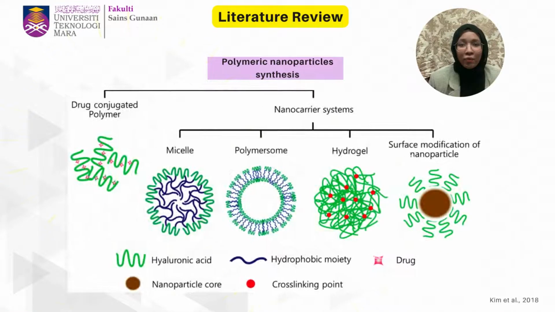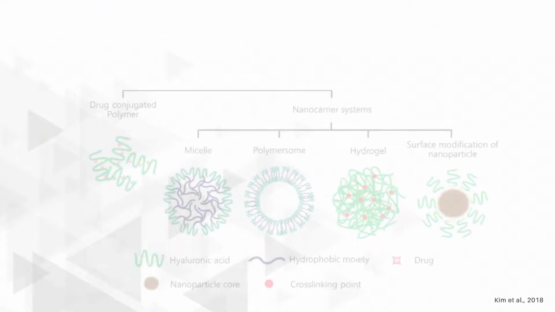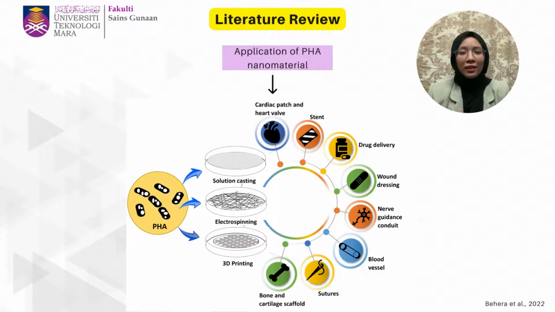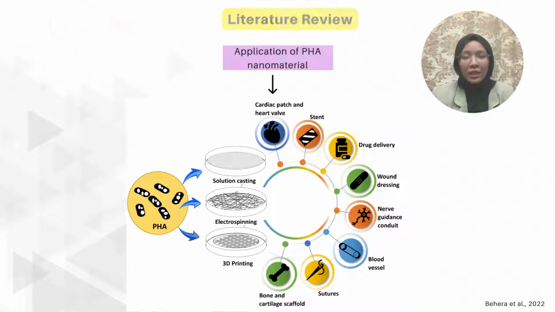This is the design of polymeric nanoparticle synthesis based on a journal by Kim in 2018. The techniques for synthesis of polymeric PHA include solution casting, electrospinning, and 3D printing, which then depend on the application of PHA nanomaterial in specific biomedical areas such as cardiac patch, drug delivery, and so on.